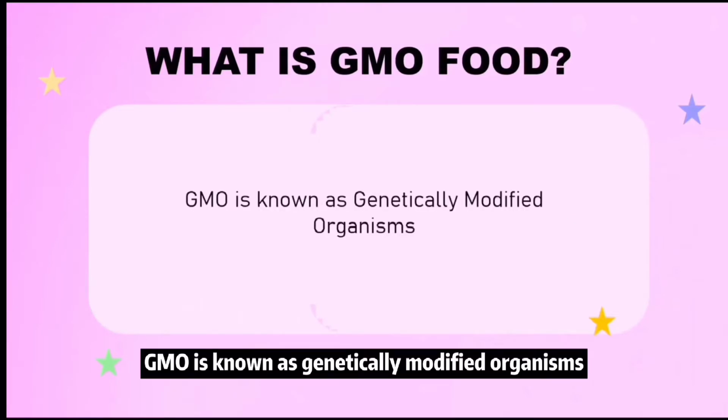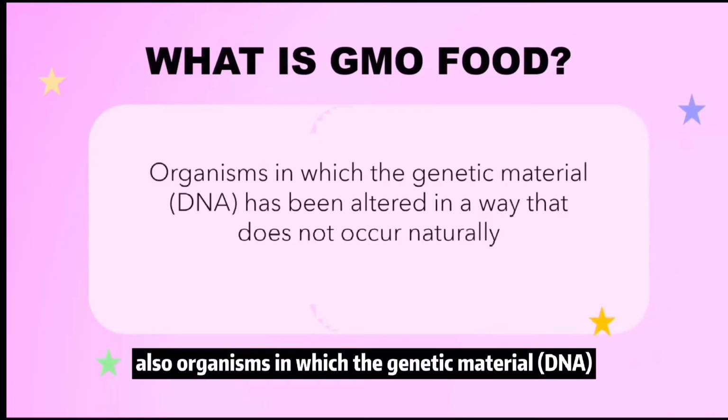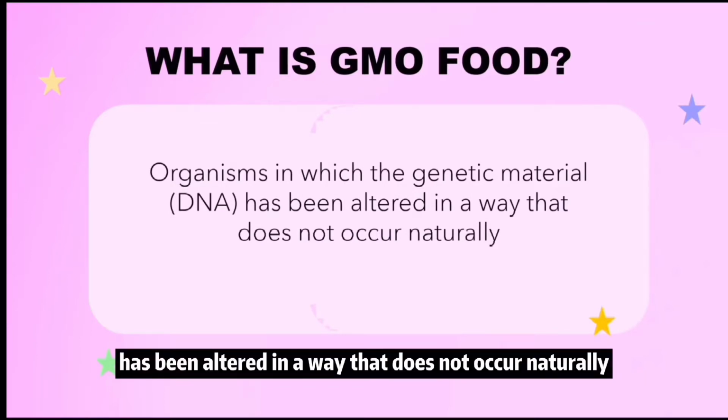GMO is known as genetically modified organisms. They are organisms in which the genetic material, DNA, has been altered in a way that does not occur naturally.